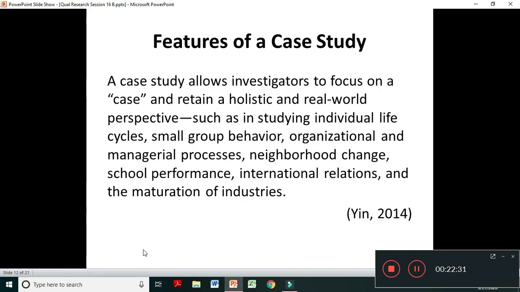So a case study allows investigators to focus on a case, one case. A case can be an event, an activity, a program, a person or group of persons. So a case study allows investigators to focus on a case and retain a holistic and real-world perspective, such as in studying individual life cycles, small group behavior, organizational and managerial processes, neighborhood change, school performance, international relations, and the maturation of industries. So these are different areas which can be studied through case study because it allows the investigators to focus on a case in its holistic and real-world perspective.